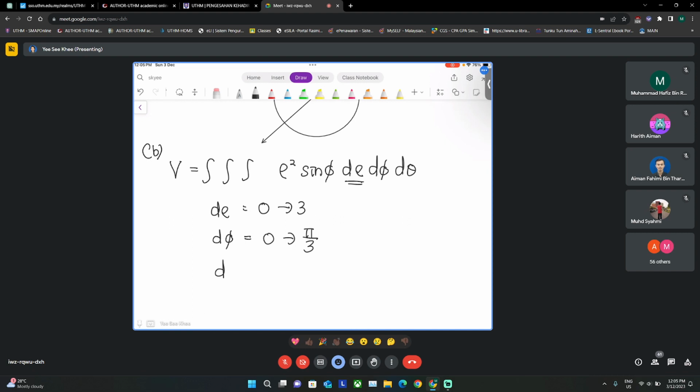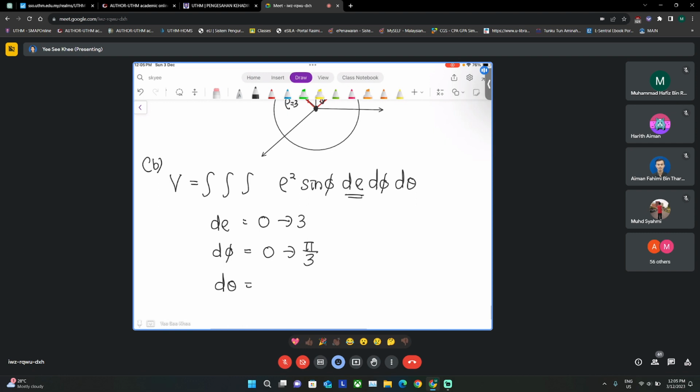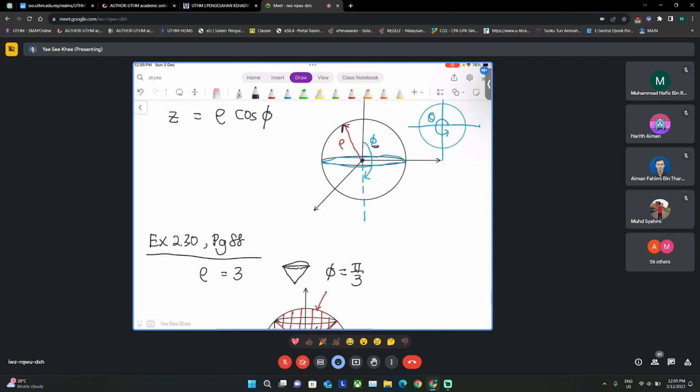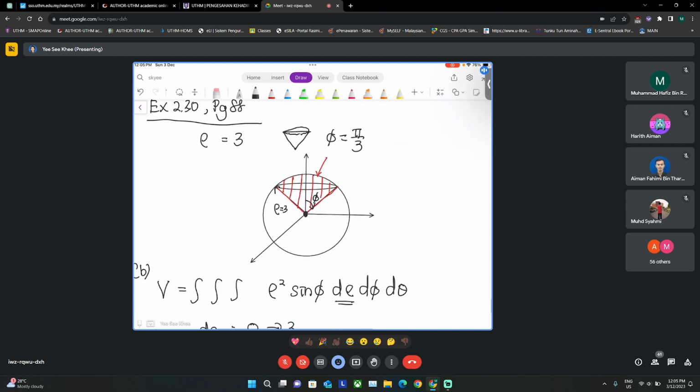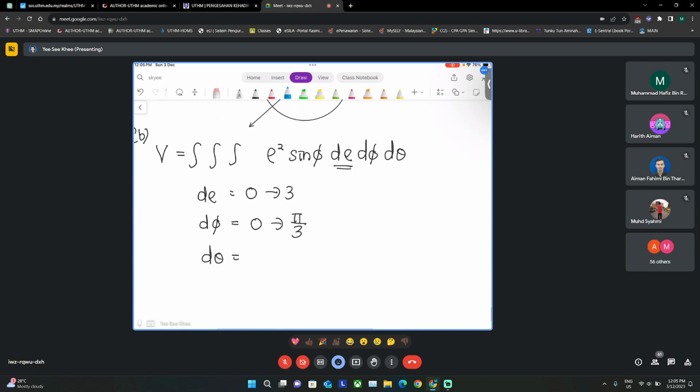And d theta will be the angles if you view from top. When you view from top, you will see this circle, right? You see this circle, 2 pi. So this circle has an angle of 0 to 2 pi.